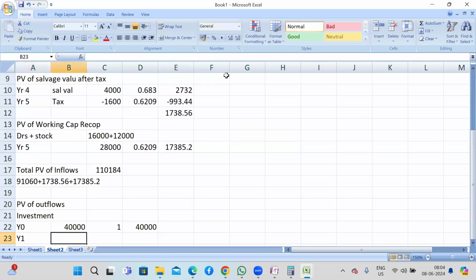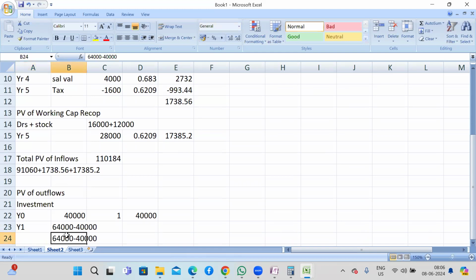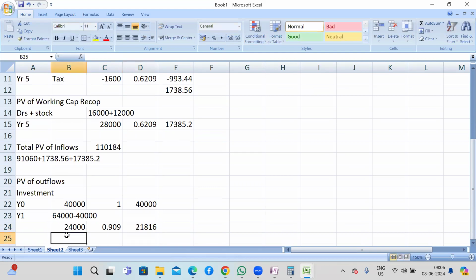Then next year, I am going to pay the remaining. So of the total of 64,000, I have paid 40,000. That means the balance 24,000 will be payable at the year end, with a 0.909 present value factor. So this will be 21,816.